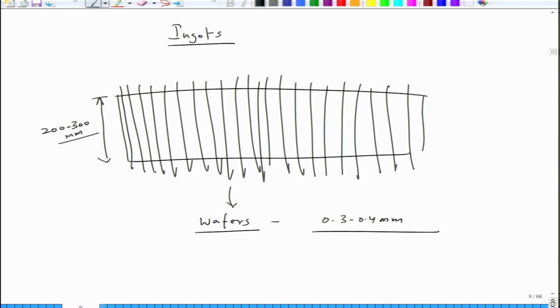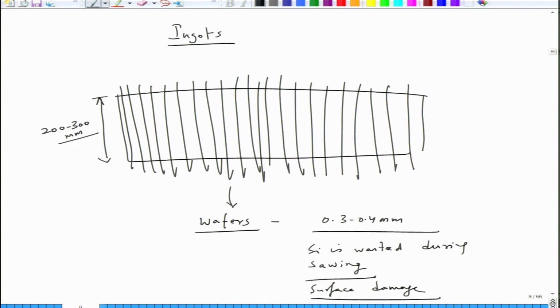When you make these wafers, because of sawing, you create silicon dust. So, silicon is wasted, a lot of silicon is wasted during sawing, and sawing also leads to damage to the surface, right. So, wasted as well as surface damage. So, to make a device quality silicon, you again need to do a lot of processing.